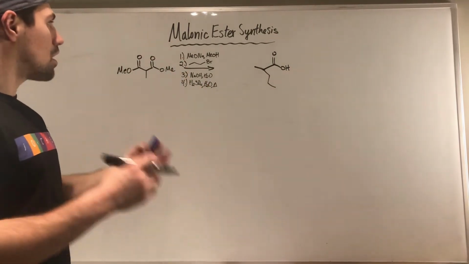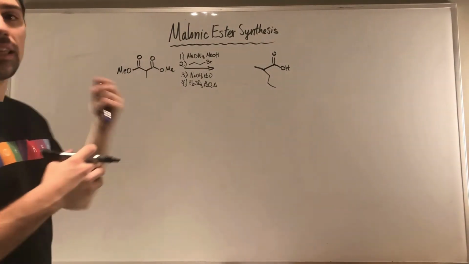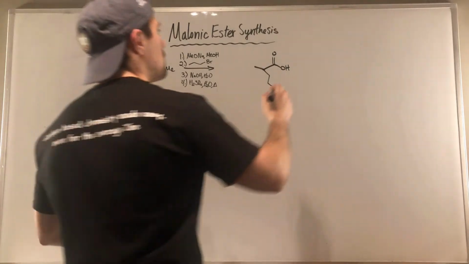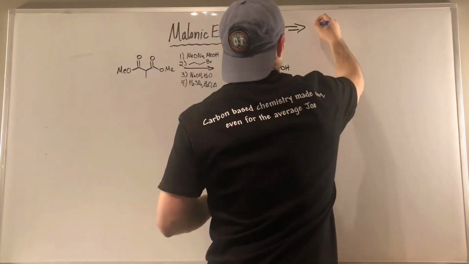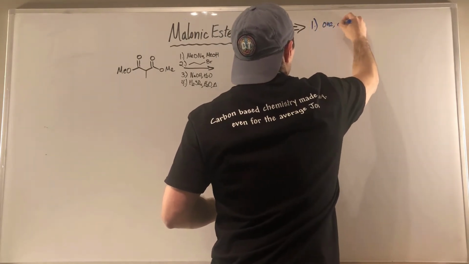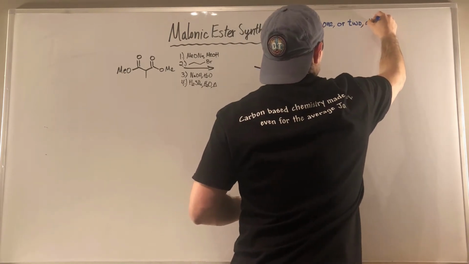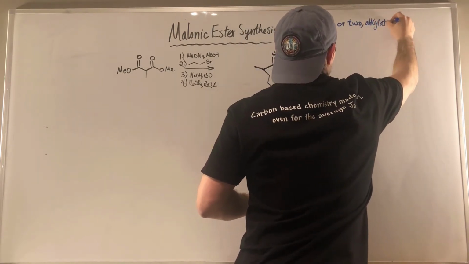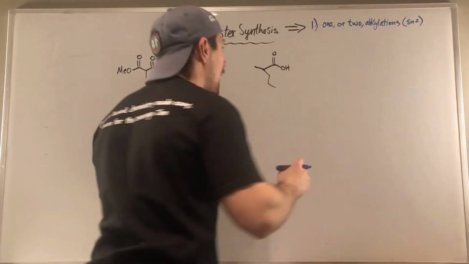Okay, so the Malonic Ester Synthesis. If I want to write this in words, here's basically what you're going to do. The Malonic Ester Synthesis is, I'm going to number the steps. 1 or 2 alkylations, SN2, we've done that. So basically you're going to have a diester.